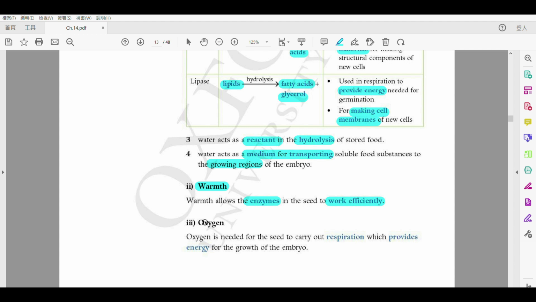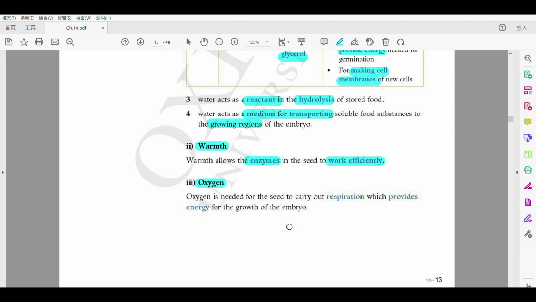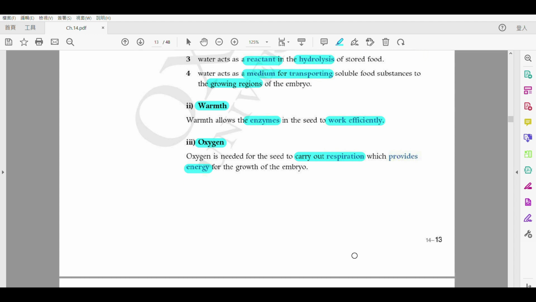And then the last one will be oxygen. So oxygen is important because they need to carry out respiration, all right? And respiration will give them energy. So as you can see here, I'm telling you the answer. You cannot see light. So somehow light is not important. So here, I would like you to think of one example in your daily life. Why is light not important for seed germination? All right?